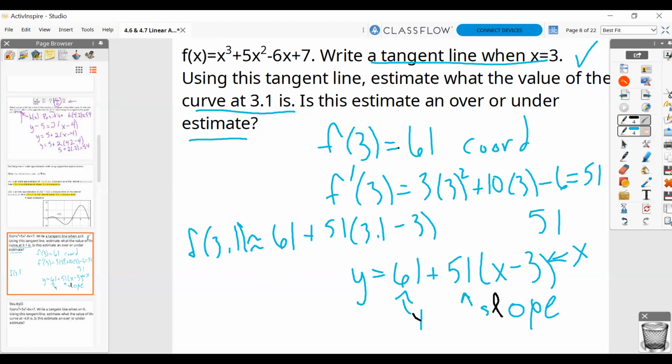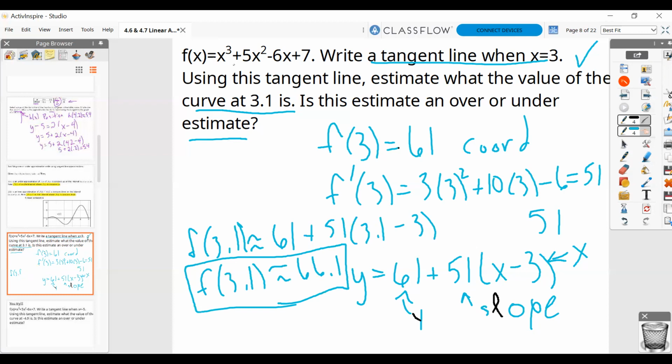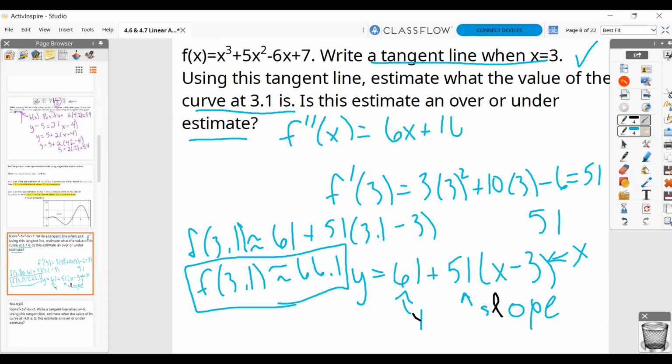61 plus 51 times 0.1 gives us that f of 3.1 would be approximately 66.1. Now, from there, it asks us, is this an over or an underestimate? So what I need to do is figure out what's going on in this interval. Is it going to be an over or an under? Meaning I'm looking at the concavity. And so we're going to find the second derivative of f of x, which would be 6x plus 10.